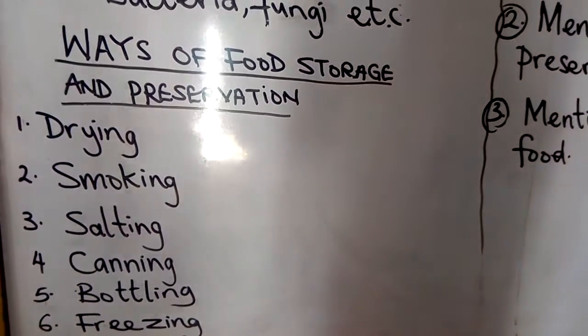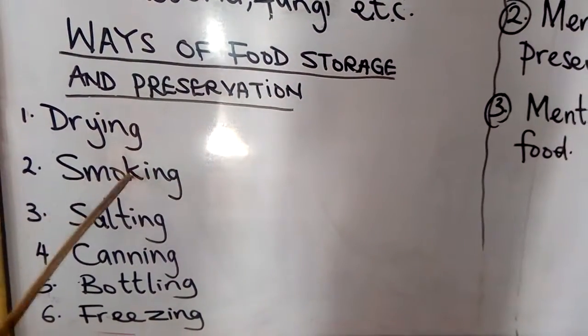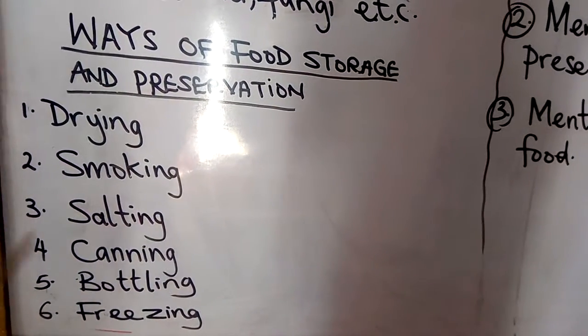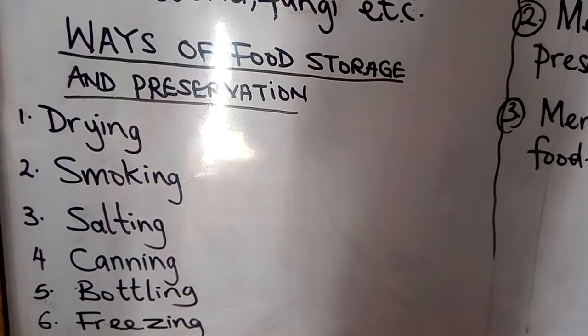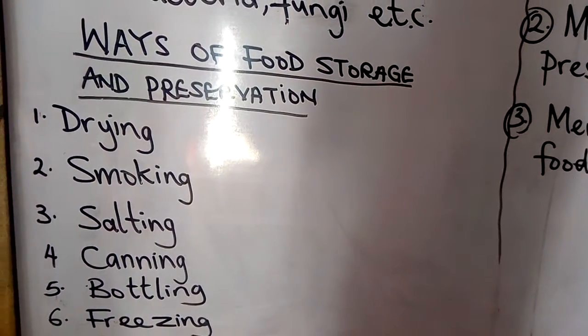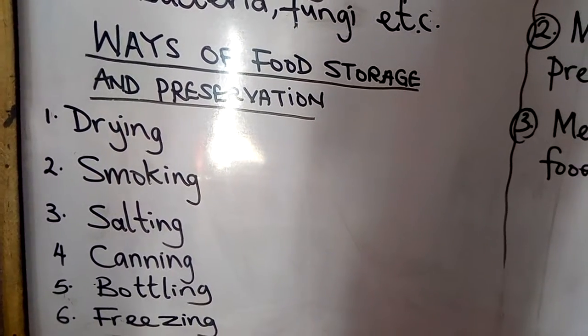Another one, we also have smoking. Number two, we have what? Smoking. Another one, we also have salting. Smoking simply means that you place the food near the fire. You take the food near the fire.